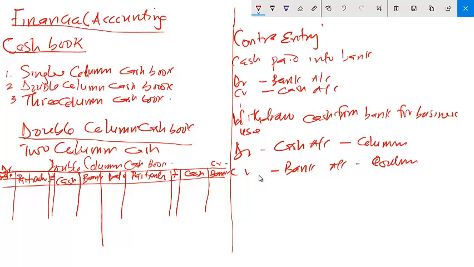So that is one peculiar thing that is common when preparing what we refer to as a double column cash book, and it's very necessary that we actually take note of it. So that is why it is very important for us. Now, let's move to the next.